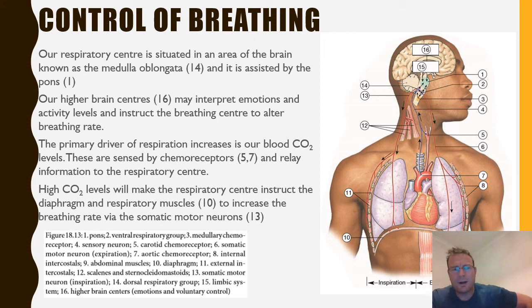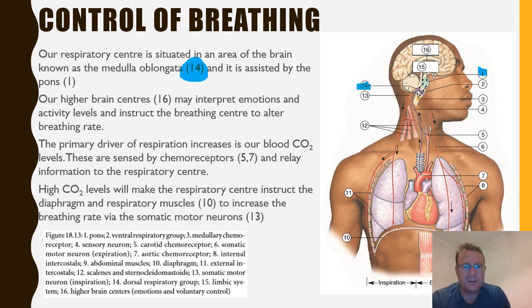I want you to just read through this section on your own, I'll give you a bit of time. Where I've put my little numbers in here, I just want you to find on the diagram where they are, so you can visualize where these things are happening. Our respiratory center is situated in the area of the brain known as the medulla oblongata, and is assisted by the pons. The two things together are known as our respiratory center. So you can see where those are in our brain, number 1 and number 14.